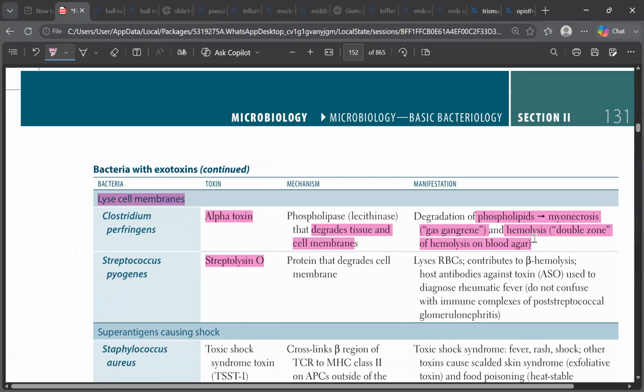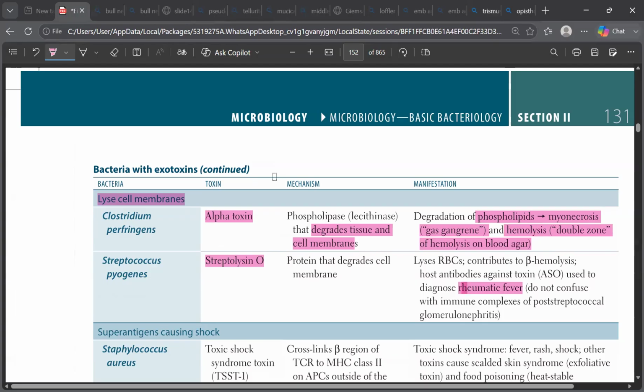Then we have Streptococcus pyogenes that has streptolysin O as an exotoxin. It is a protein that degrades cell membranes, streptolysin O, and it lyses RBCs and contributes to beta hemolysis. Host antibodies against the toxin, ASO, are used to diagnose rheumatic fever. Do not confuse with immune complexes of PSGN. Okay. So streptolysin O is contributing to beta hemolysis, and the host antibodies against the toxin, ASO, are used to diagnose rheumatic fever.